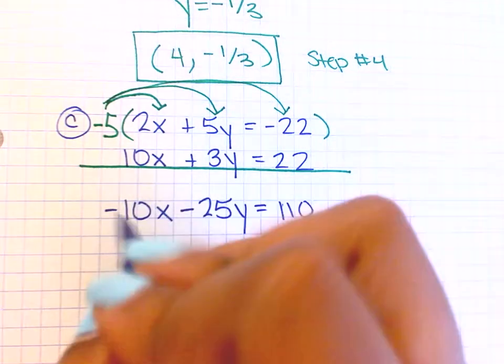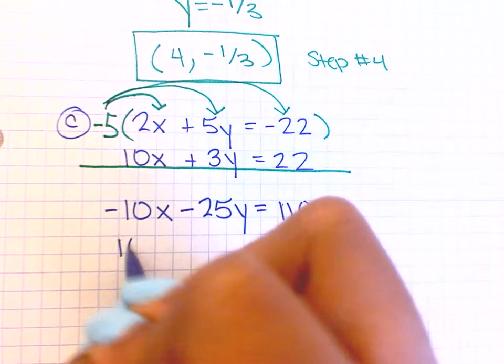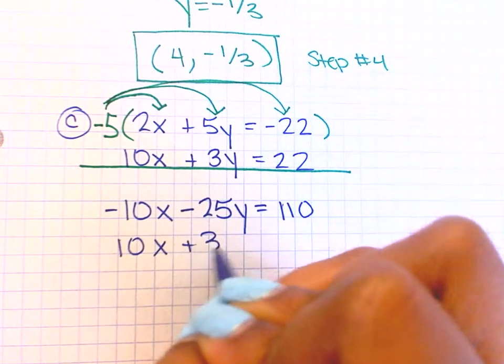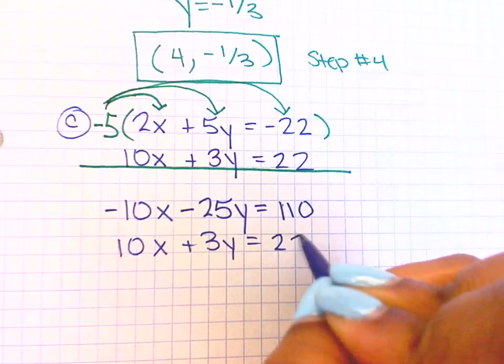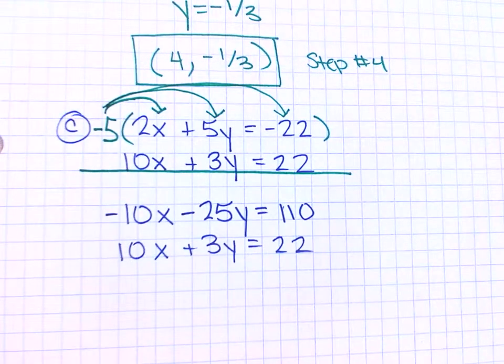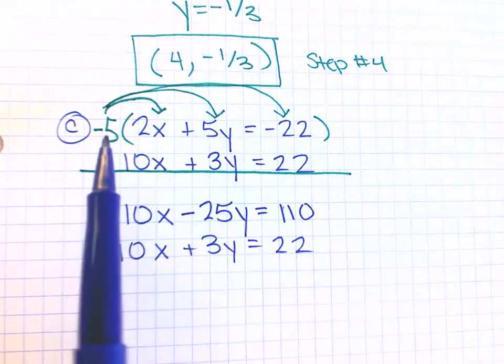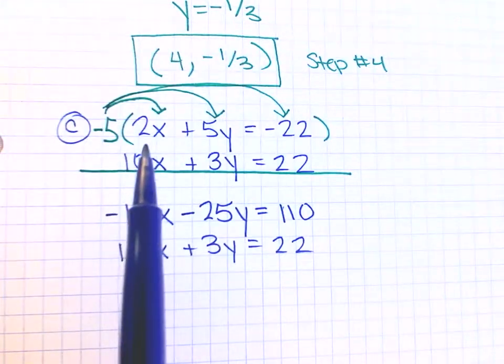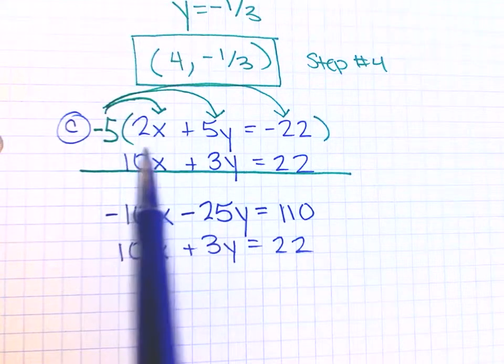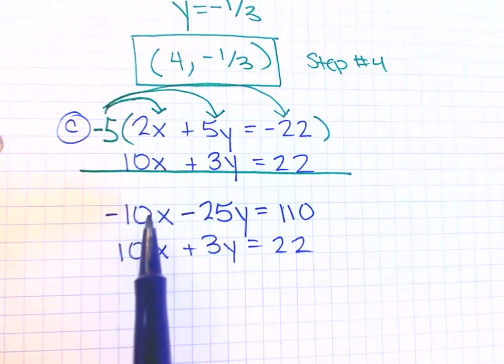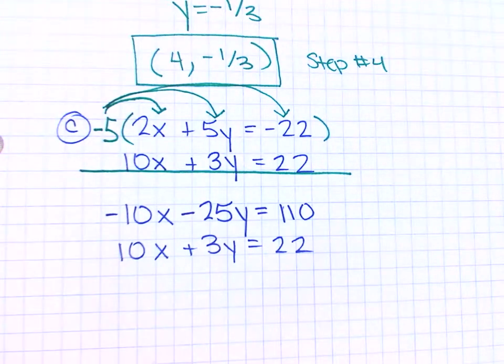And now I'm going to write my second equation. Let it stay the same. 10x plus 3y equals 22. Do you see that? So I used my knowledge that if I multiply by negative 5, I'm going to get a negative 10x. Negative 10x and positive 10x are going to cancel each other out.